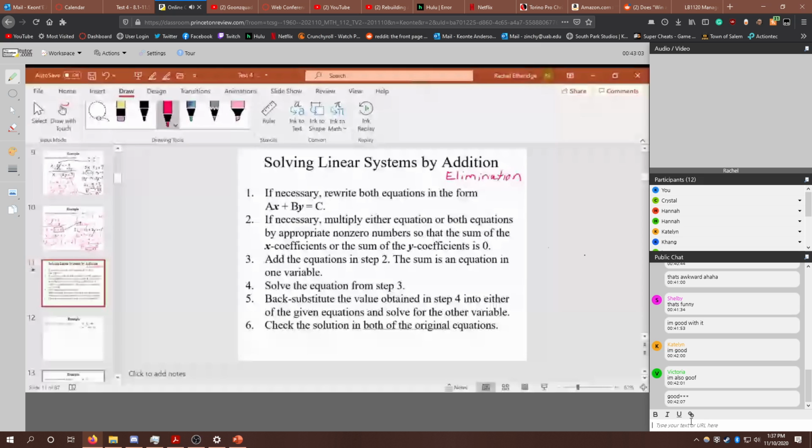Okay, so we want our equations to be in standard form just because it's easier to work it that way. We're going to do whatever we need to do to the equations, either multiply or divide, so that you have equal but opposite signs on either A or B. And we're going to add the two equations and eliminate one of the variables. So it's a little easier to just show you than to explain the process. So we will go to that.